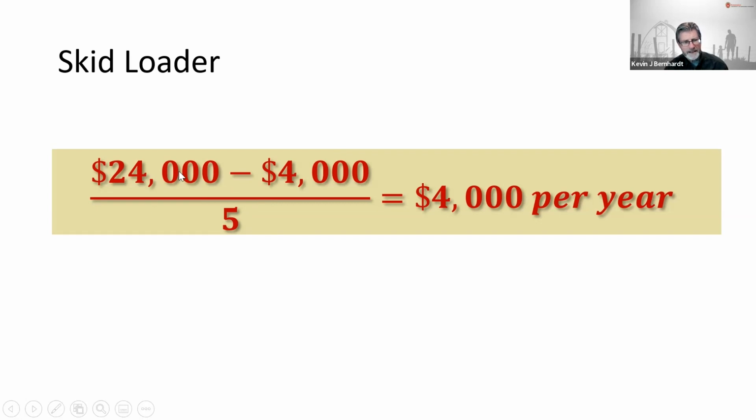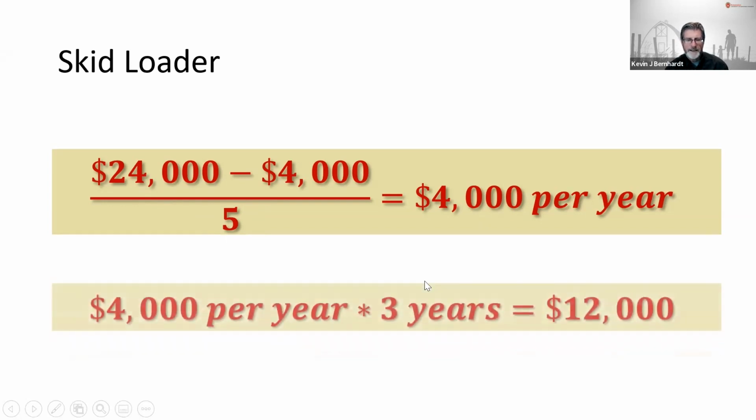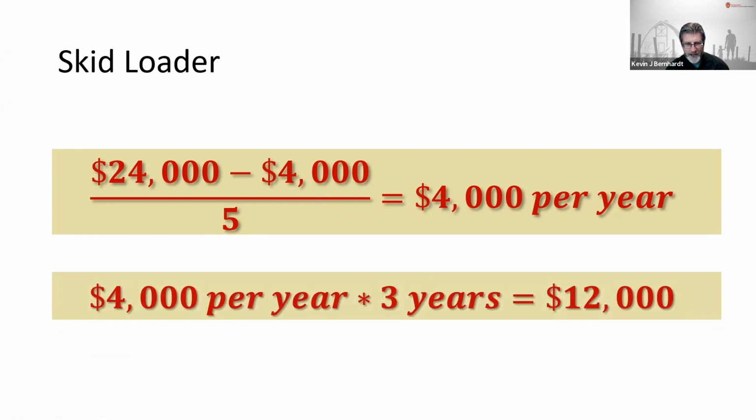So we're going to take that acquisition cost, subtract off the salvage value, and divide it by the useful life, which is 5 years. And that turns out to be $4,000 per year. Happens to be the same as the salvage value, but certainly wouldn't have to be. So that's how much depreciation there is per year. Now, to get the accumulated depreciation, we have to multiply that times the number of years that we've used this asset. And in this case, we've used that asset for 3 years. 4,000 times 3 is $12,000. And that's where that $12,000 comes from.